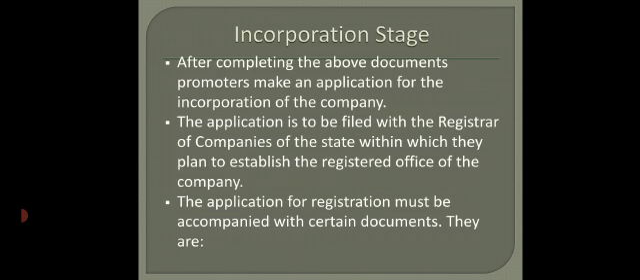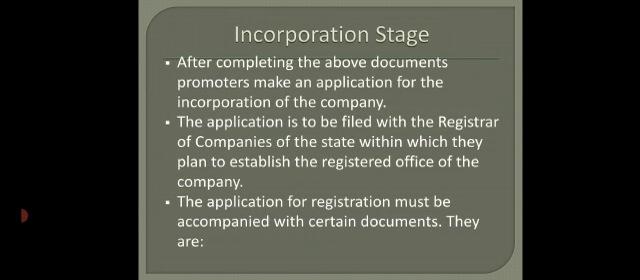After completing the above said documents, promoters make an application for the incorporation certificate. The application is to be filed with the registrar of companies of the state within which they plan to establish the registered office of the company. It means in which state you are going to start the company, there you need to submit the application with the above said documents with the registrar of companies.